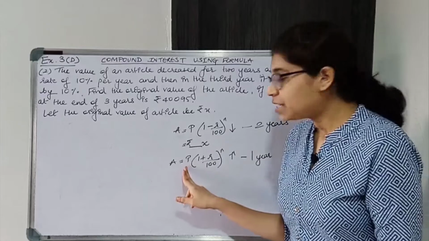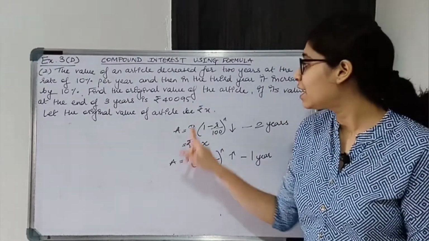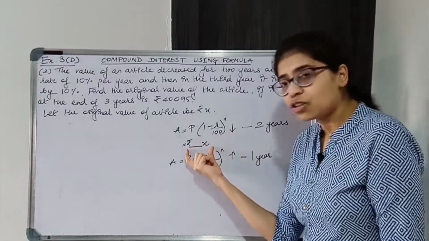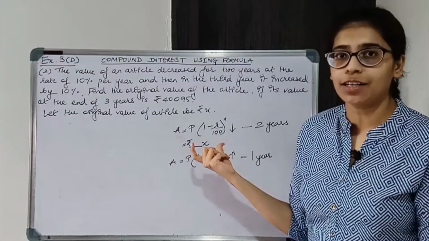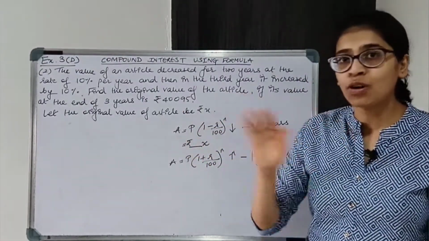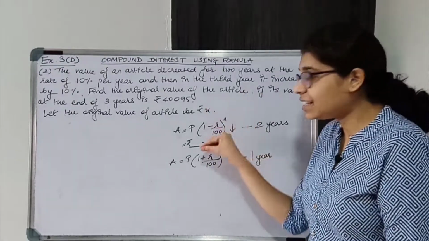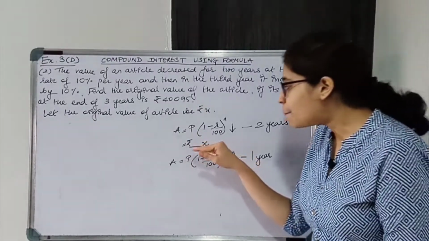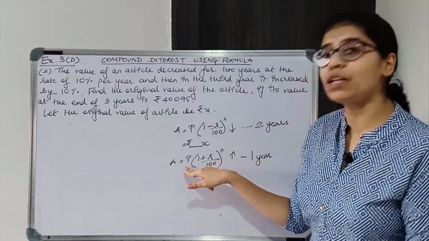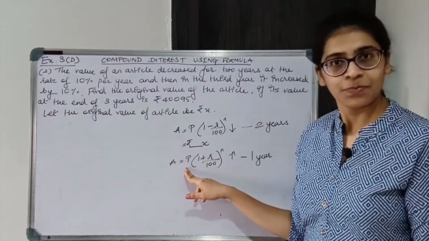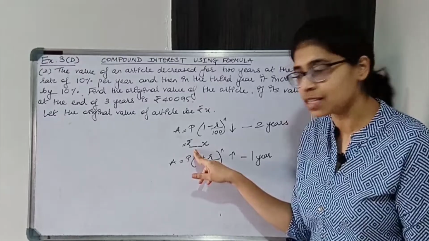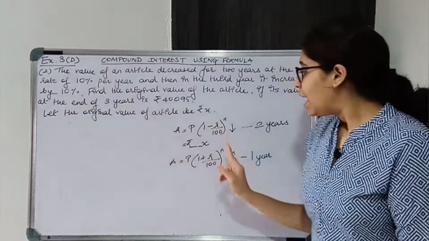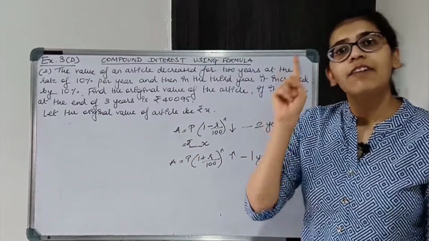Okay, principal will not be X rupees. Why? Because over here the value of the article has changed in 2 years. It is no longer X rupees. It has decreased. Okay, so decreased by how much? That you will get from the amount in 2 years. So the amount in 2 years becomes the principal over here for the third year. R is 10% because it increases by 10%. N will be 1 year because third year, it is for 1 year only.